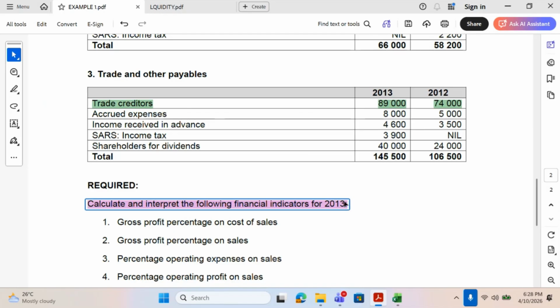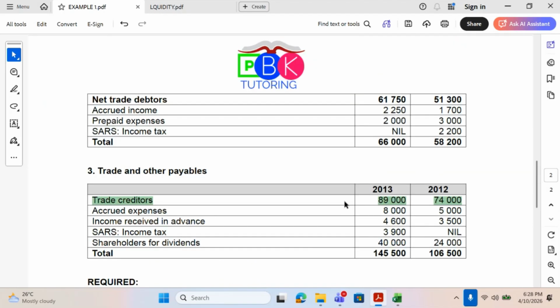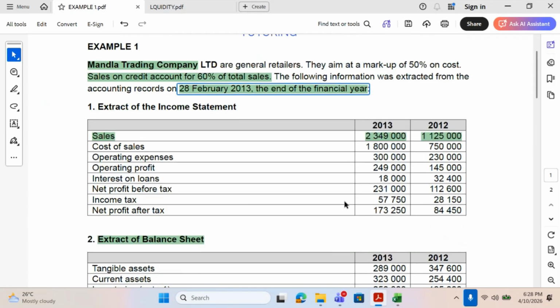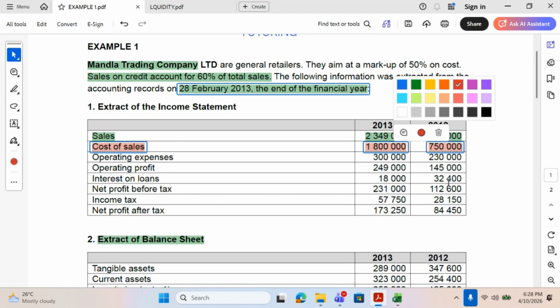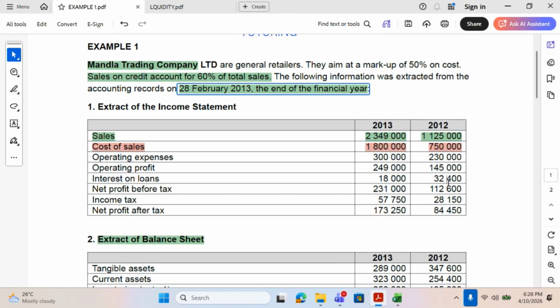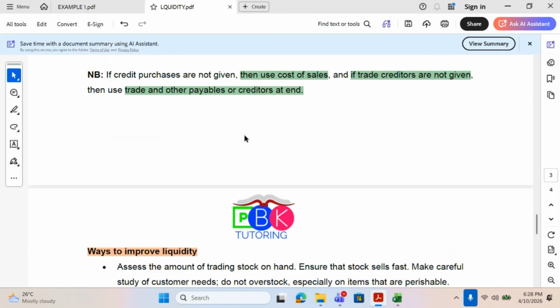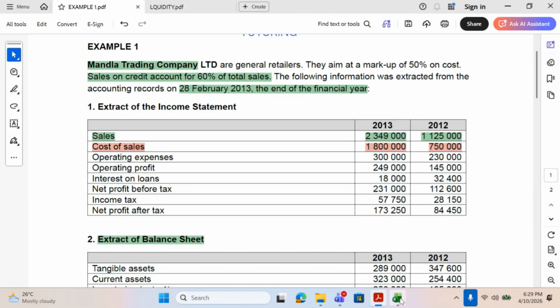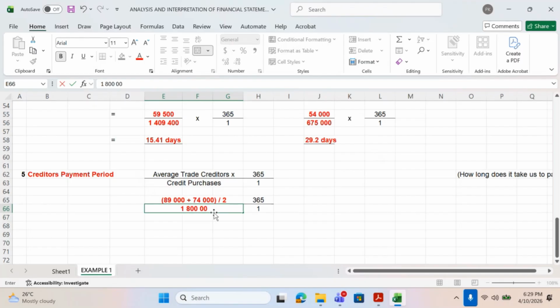Then over credit purchases, did they provide us with the credit purchases here? Let's go and check. Do we have credit purchases? We have cost of sales, operating expenses, operating profit. There's no credit purchases here, but we do have cost of sales. Cost of sales, 1,800,000 rands. They said if credit purchases are not given, then we can use cost of sales. You see? So I'm just going to use the cost of sales of 1,800,000 rands as my denominator, multiplied by 365 over 1.